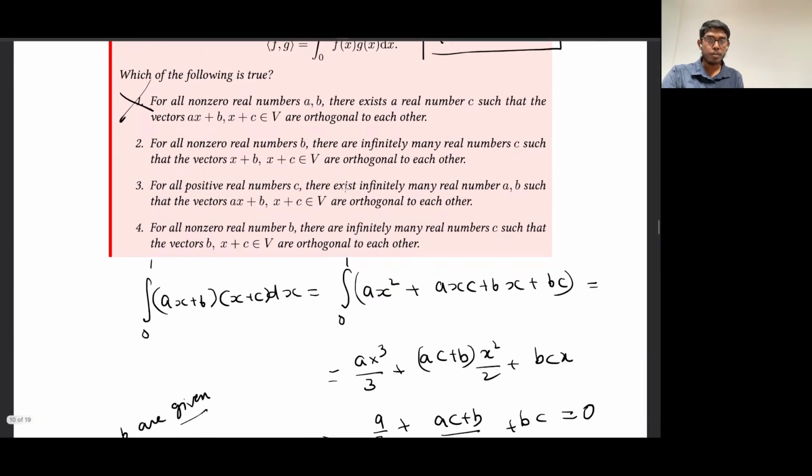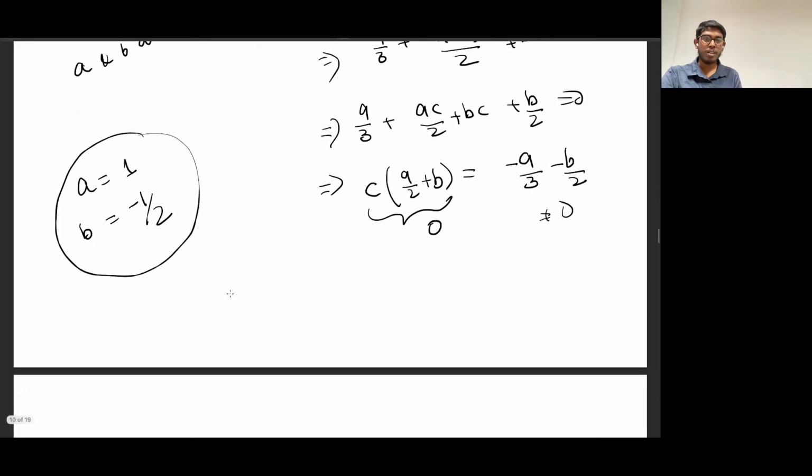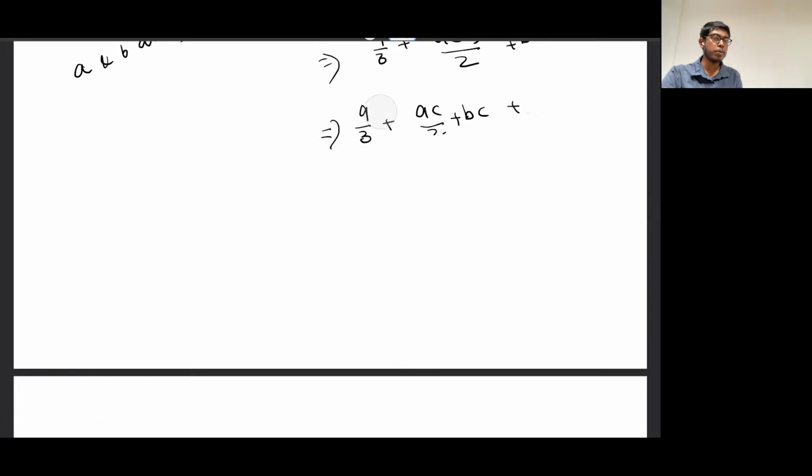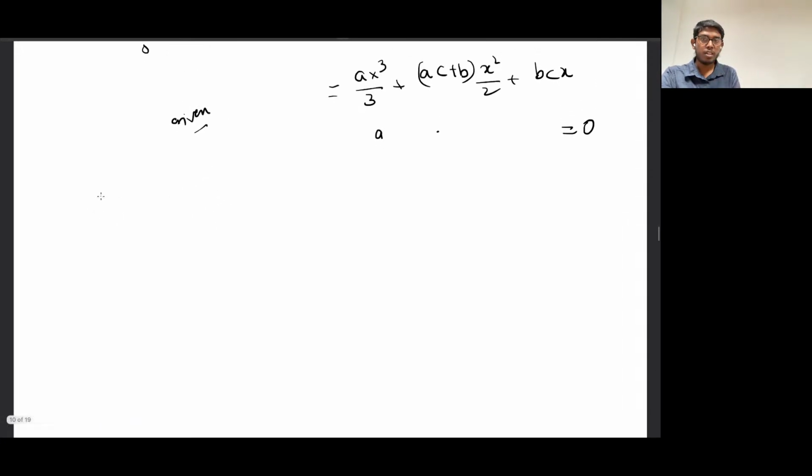Let's talk about option 2, which is x + b and x + c. For the rest, of course, you can just directly do the inner product of ax + b and cx + d and then find the condition directly. That's not difficult. So the second option is x + b and x + c. Let's quickly do it.